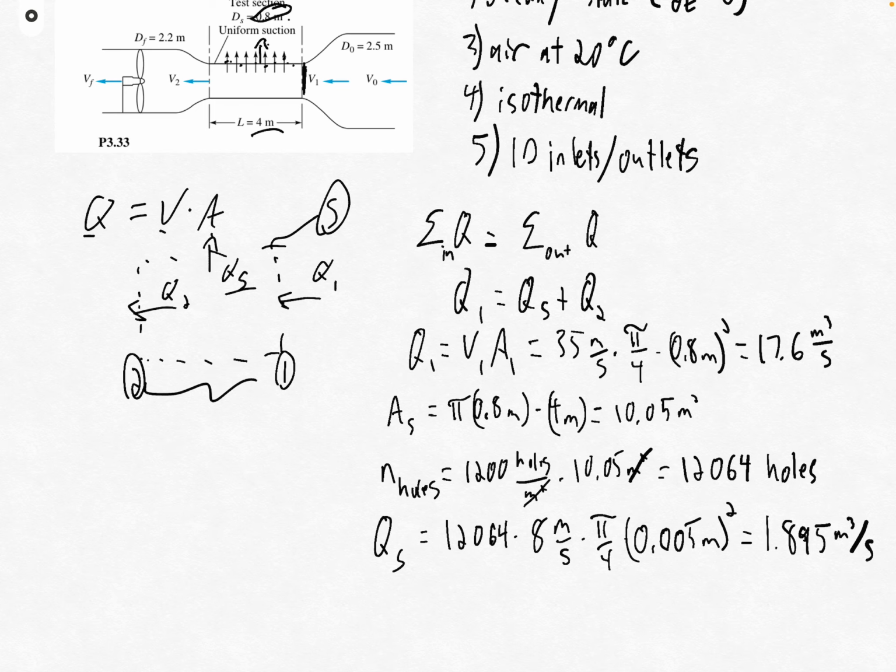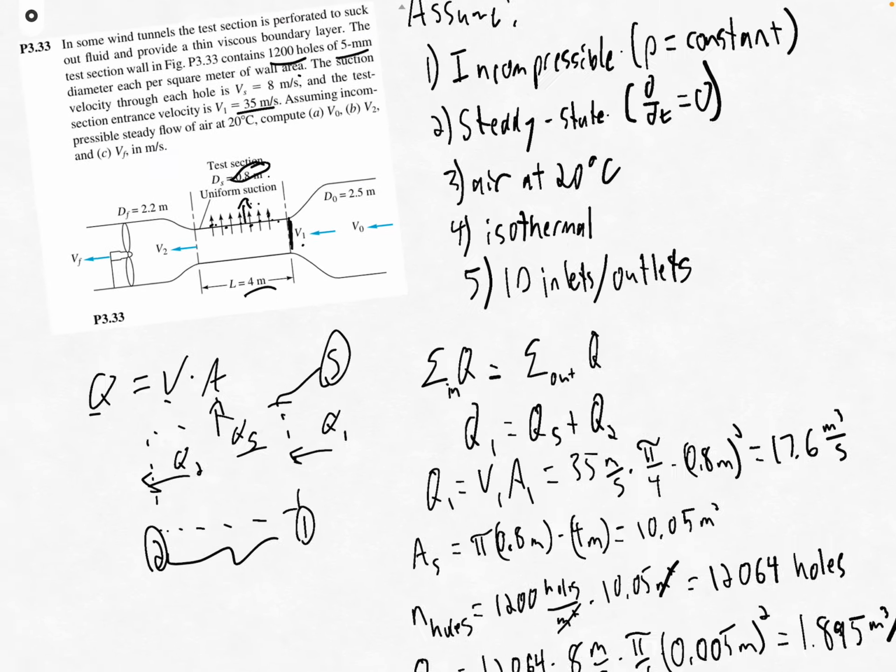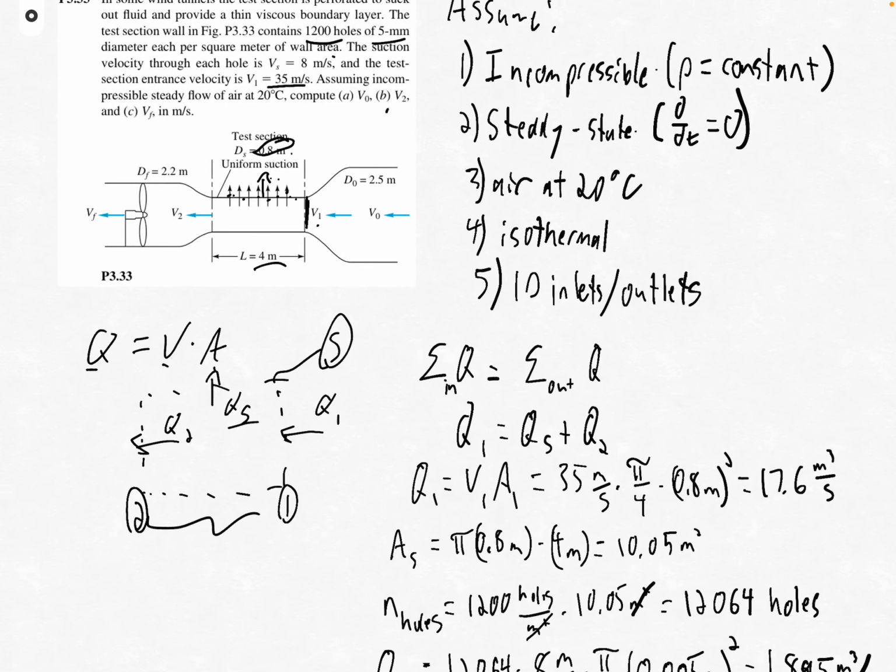Okay, so now we have essentially all the things that we know to start the problem, right? So we know the Q1, we know the Q suction. We could go ahead right away now and solve part B, but we'll start with this part A first. So for part A, we want to know the velocity V0 at that inlet.